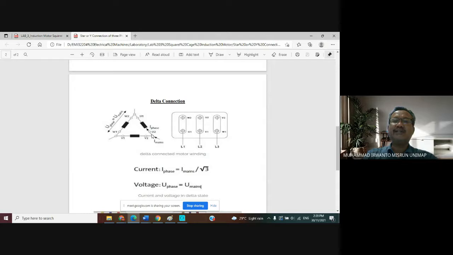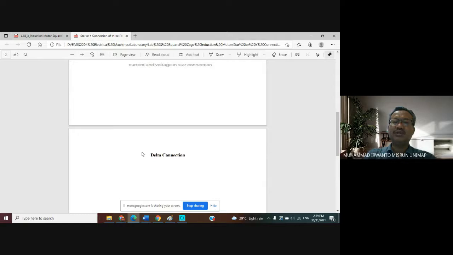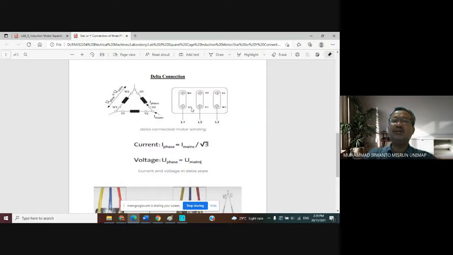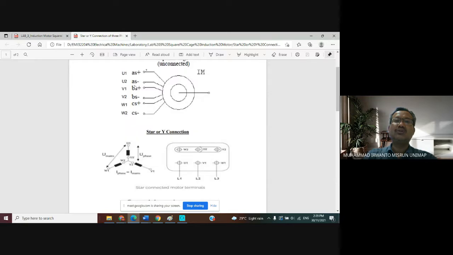And then for the delta, U1 connects to W2, V1 connects to W2, W1 connects to V2, for obtaining the delta connection. For example, U1 connects to W2. U1 here connects to the W2.